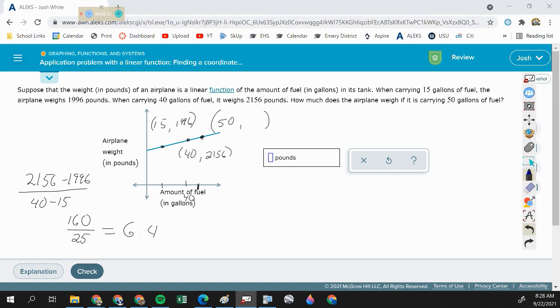Okay. So how am I going to figure out how much the plane weighs when it's carrying 50 gallons? So we already know at 40 gallons, the plane weighs 2156. So we need to add 10 more gallons, which is going to be 64 pounds. So I add 64 to that, and I get 2220.